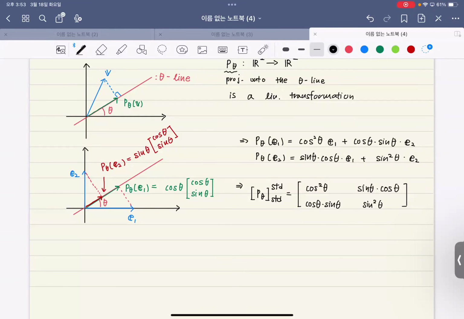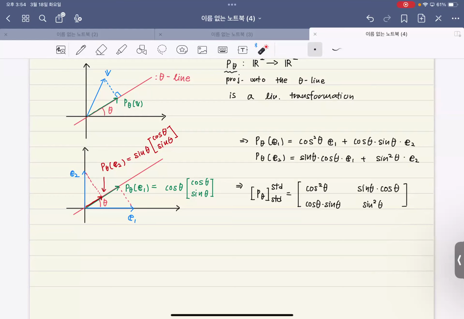Hold on. I also found a very important observation. The first column means this vector, and the second column means that vector. And as you can see from this picture, those two vectors are actually linearly dependent. This one is nothing but a scalar multiple of the other. So there is only one linearly independent column. Therefore, this matrix is a rank 1 matrix.